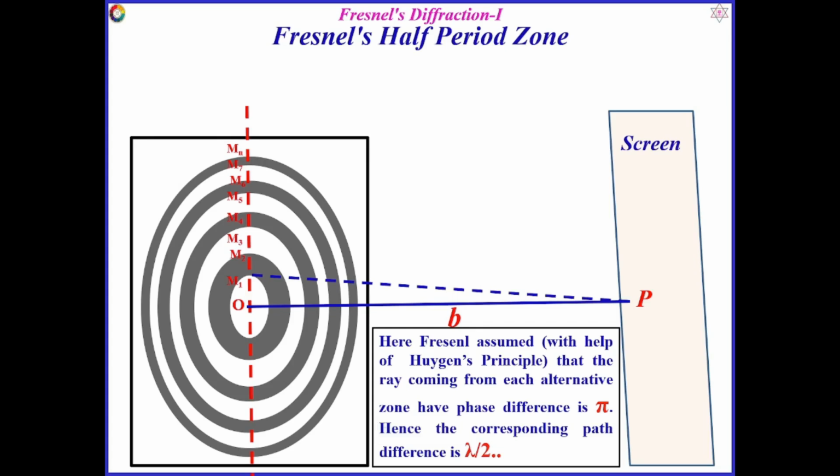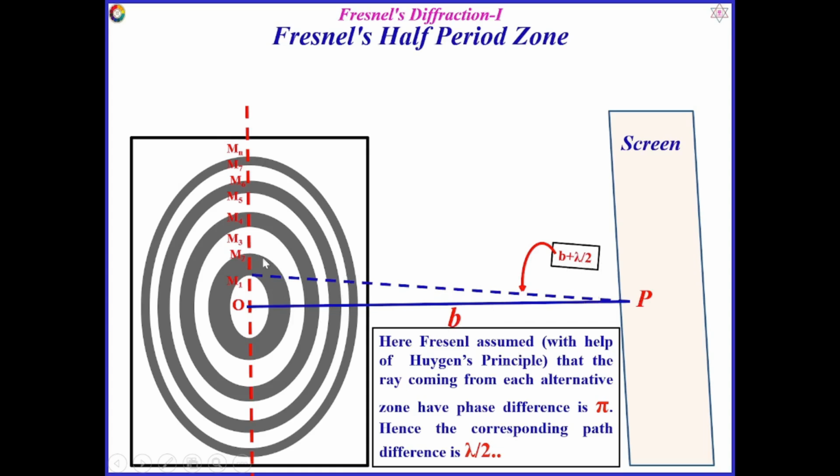So if it is so, then what is the distance traveled by this ray and this ray? If this O to P is your b, then this length will obviously be b plus lambda by 2, because obviously this is the larger distance as compared with the OP. How much larger? That will be lambda by 2. So b plus lambda by 2.